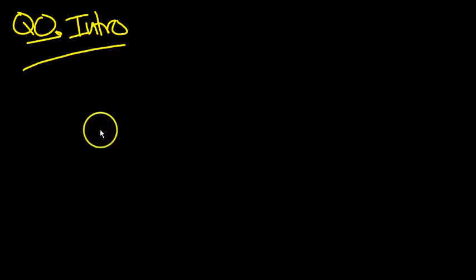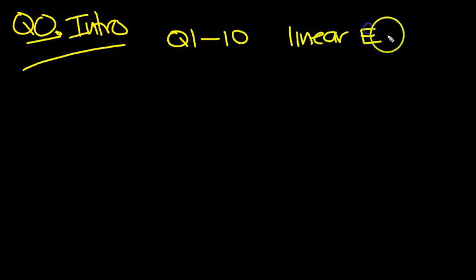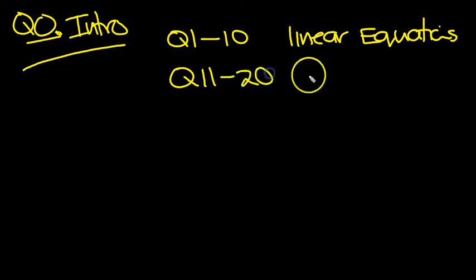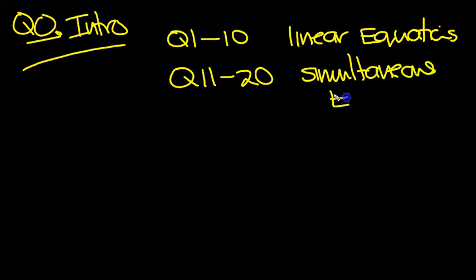Okay, a little intro here for these problems. They're basically 20 problems. The first 10 are linear equations, so questions 1 to 10 are to do with word problems in linear equations. And then questions 11 to 20 are the simultaneous equations. Basically, there isn't a lot to say in this introduction because you just read in the information.